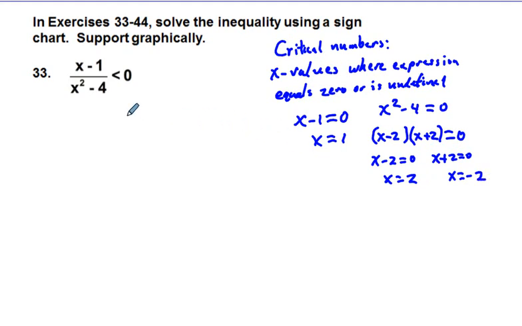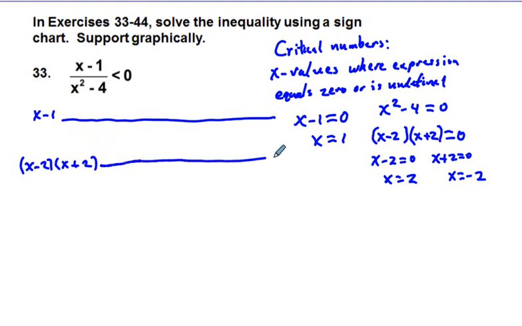So we're going to go ahead and use our sign chart, and to put our sign chart into operation, I'm going to make one number line for the numerator, which is x minus 1. So here is that number line, and then also for the other, I'm just going to write this in factor form, x, quantity x minus 2, quantity x plus 2. I'm going to put that down a little bit. So there we have this other number line.